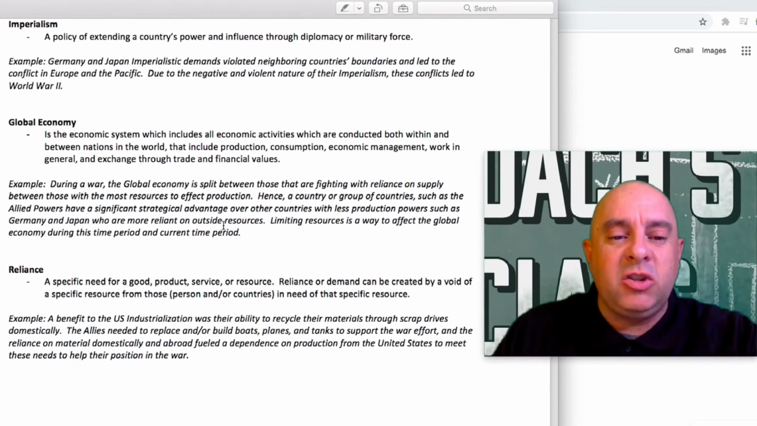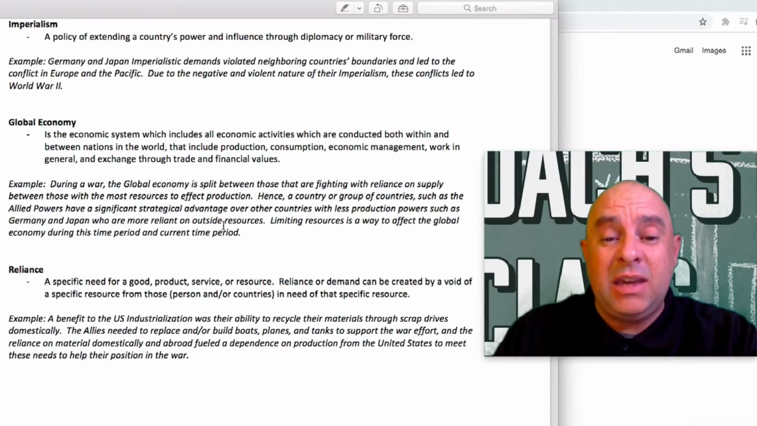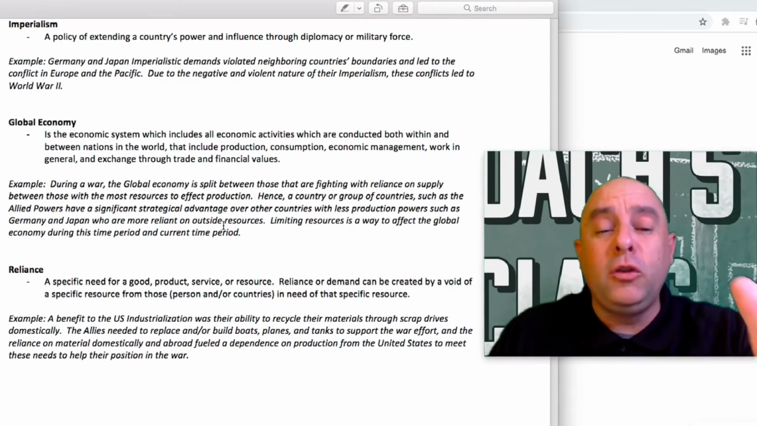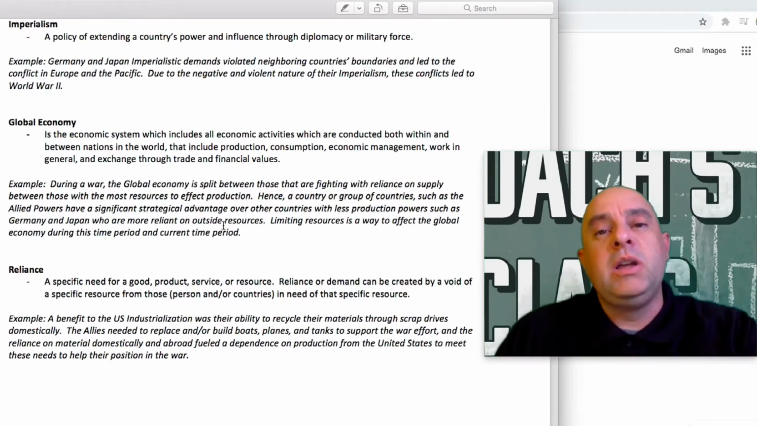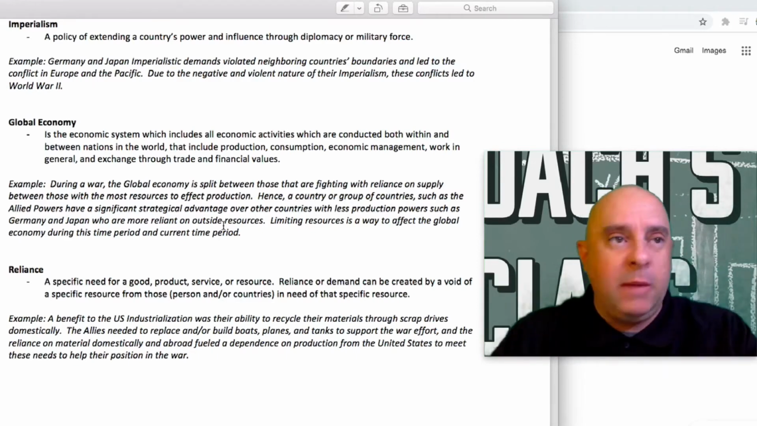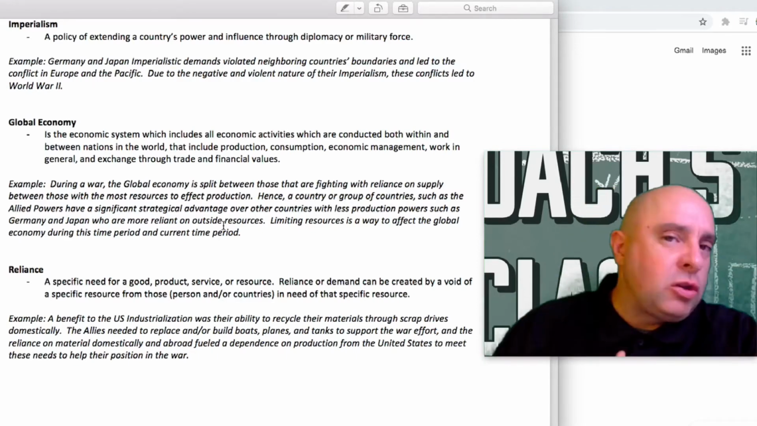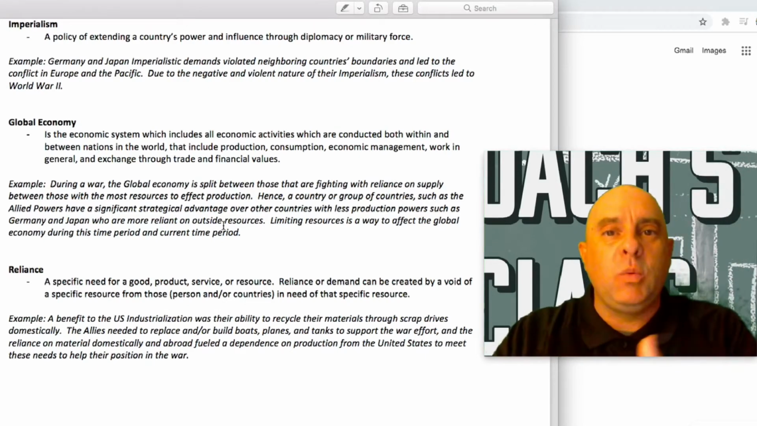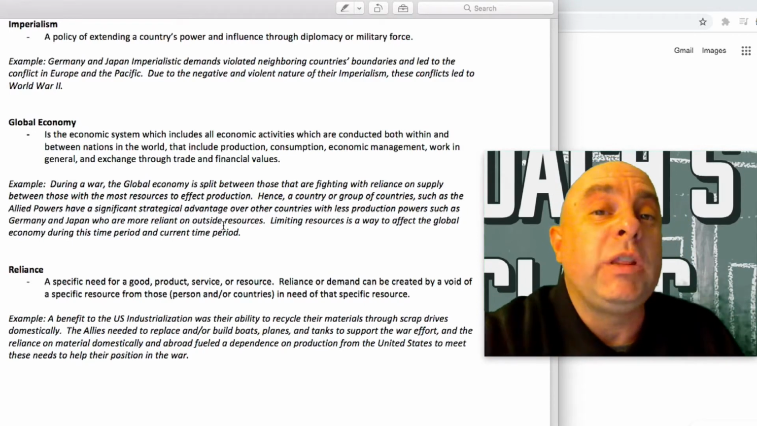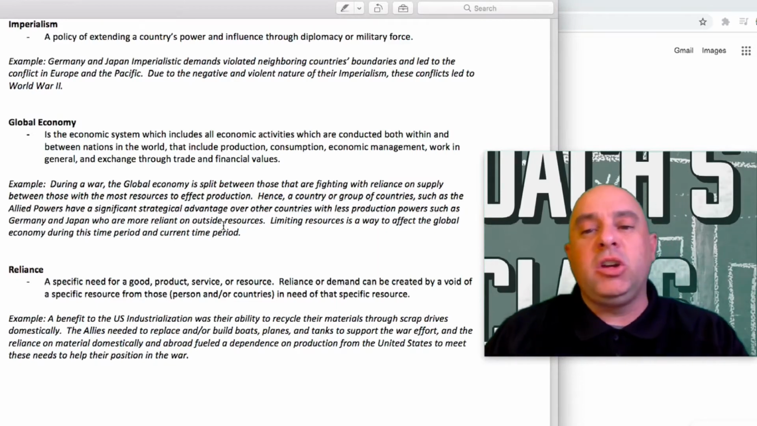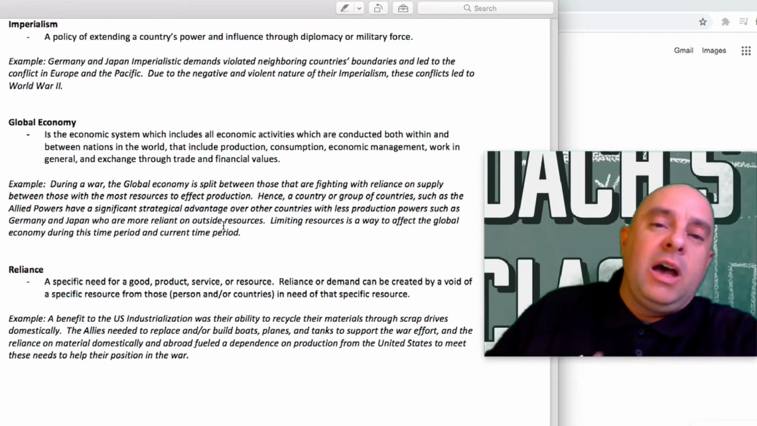A benefit of U.S. industrialization was their ability to recycle their materials through scrap drives domestically. The Allies needed to replace and or build boats, planes, tanks, and to support the war effort, and the reliance on the material domestically and abroad fueled a dependence on production from the United States to meet these needs, to help their position in the war. So like Britain, man, they're getting bombarded by Germany, okay? So a lot of different things they use, whether it's bombs, whether it's planes, whatever it happens to be, it's such a big problem for them. So they have a huge reliance on us to supply them with extra goods and services to help them fight off the Axis powers, you know what I'm saying?